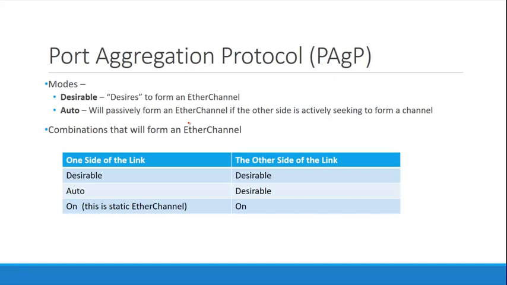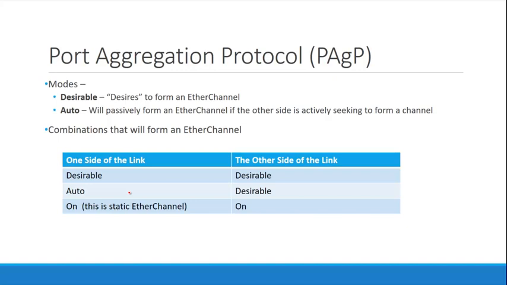So what combinations will form an EtherChannel? If I have desirable on one side link and desirable on the other side link, we will form an EtherChannel. So if I've configured the mode desirable on one side, the mode desirable on the other side, we're going to form an EtherChannel. If on one side of the link I have configured the mode as auto, and I've connected it to a switch that is configured in channel group mode desirable, they will form an EtherChannel.